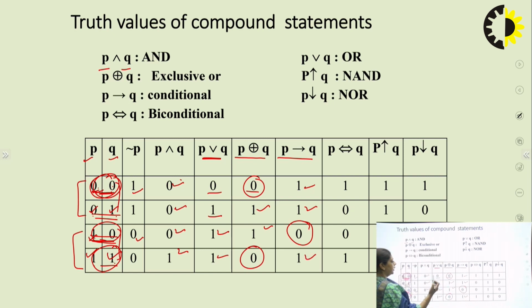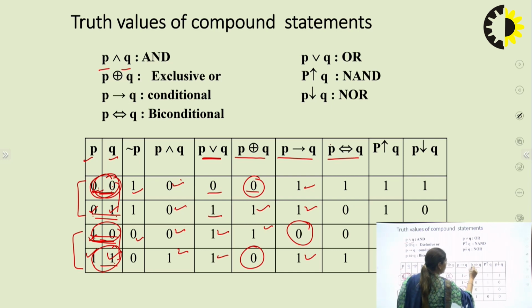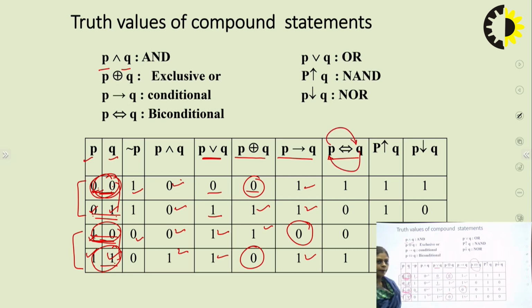Next is P double implies Q. P is dependent on Q and Q is dependent on P, right? If P is happening, Q has to happen, and if Q is happening, P has to happen, right? So in this case, both the inputs are same, the output is high. Both are different, so output is low in both of these cases, right? Input is high in both cases, the output is high, right?